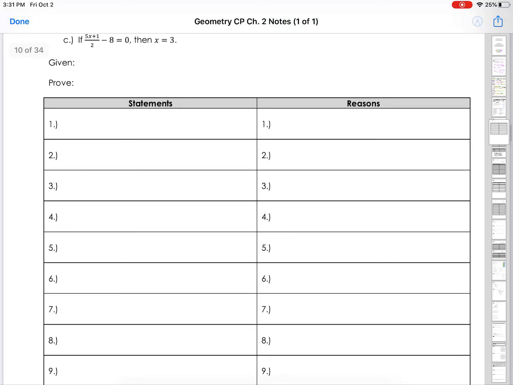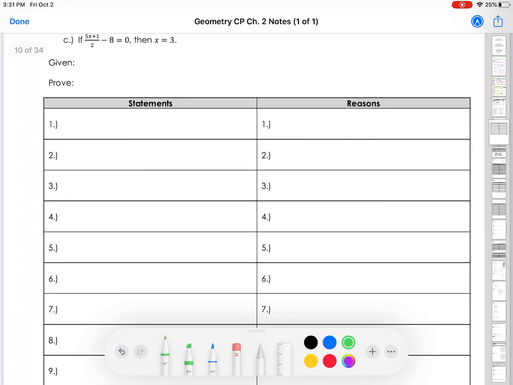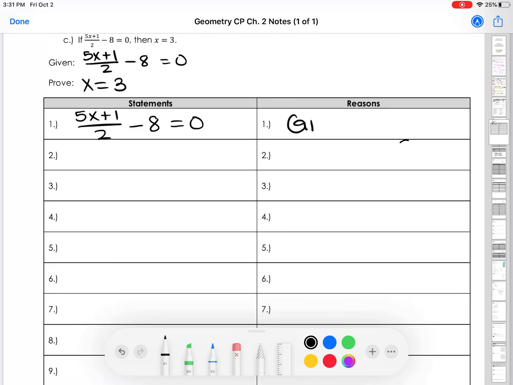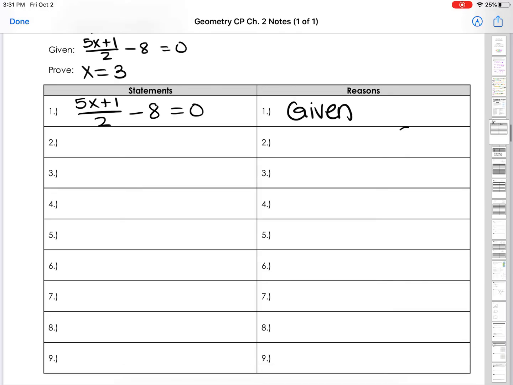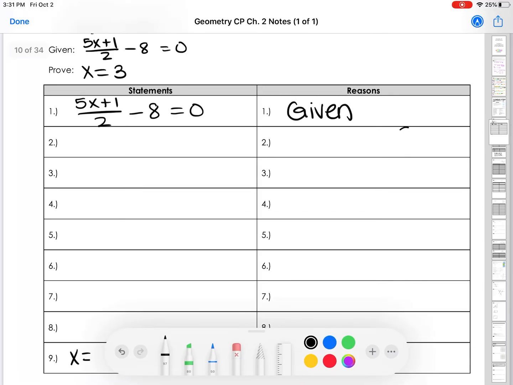Last one. So if 5x plus 1 divided by 2 minus 8 equals 0, then x equals 3. Again, our if is our given. Our then is what we are proving. So we have 5x plus 1 divided by 2 minus 8 equals 0, and that is because it is given to us. We don't have to do anything special. We want to prove that x is equal to 3, so we can put that in our last space here. X is equal to 3.